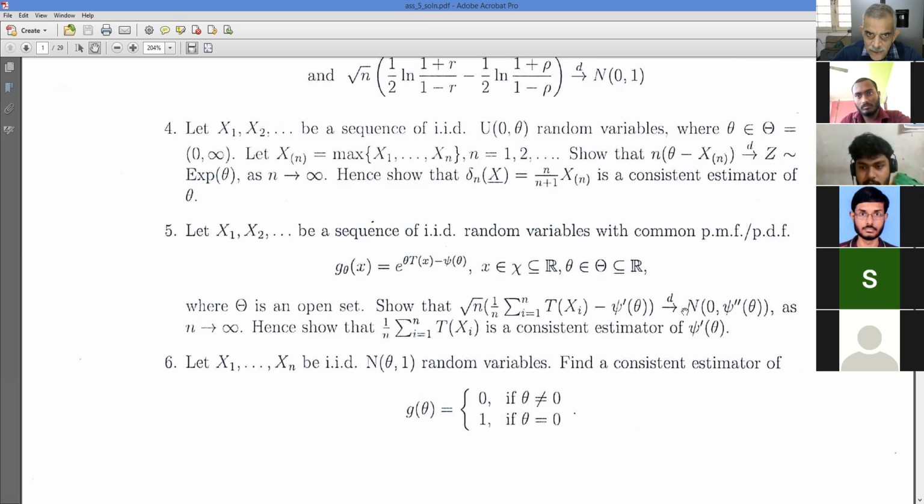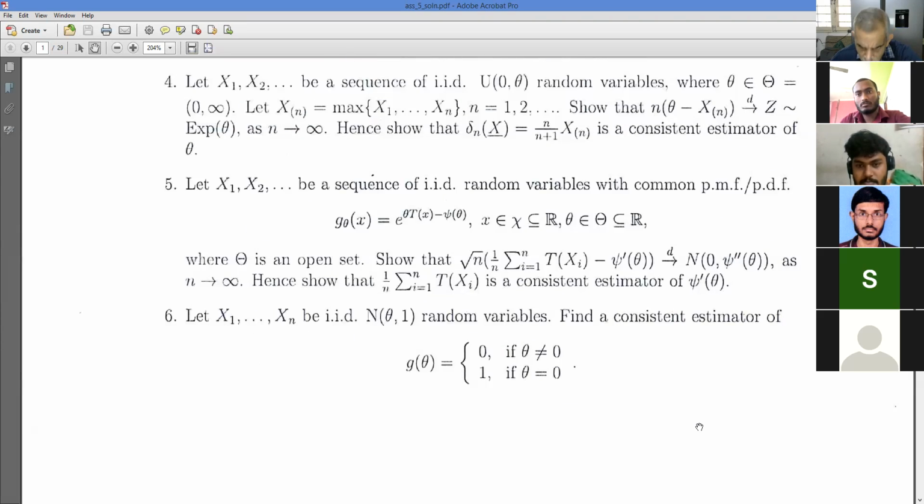But what I'm saying is you have to show it using that n times theta minus xn goes in distribution to z. It says "hence so that." If it was "hence or otherwise so that," then your second solution would have been acceptable. Your solution is correct, there is no problem with the solution. But here what is being asked is to show it using this. Is that okay? Okay, sir. Any other doubt?